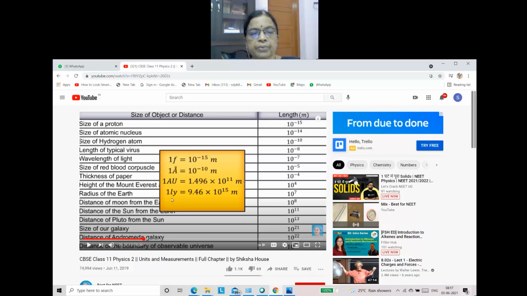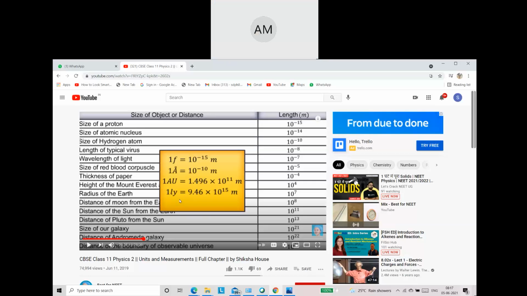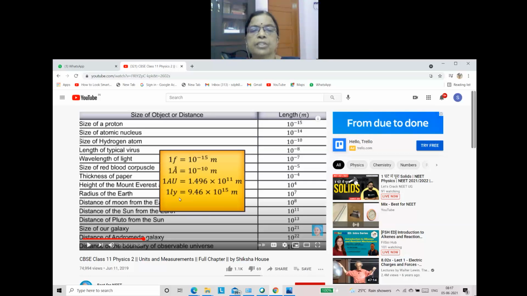This is a larger distance measurement unit. Full form, anyone know? LY, small letters. No one. Light year, correct. 1 light year is 9.46 into 10 raised to 15 meter. See these conversions. That means Fermi, angstrom, astronomical unit, light year, they are converted into meter. Meter is the SI unit of distance.